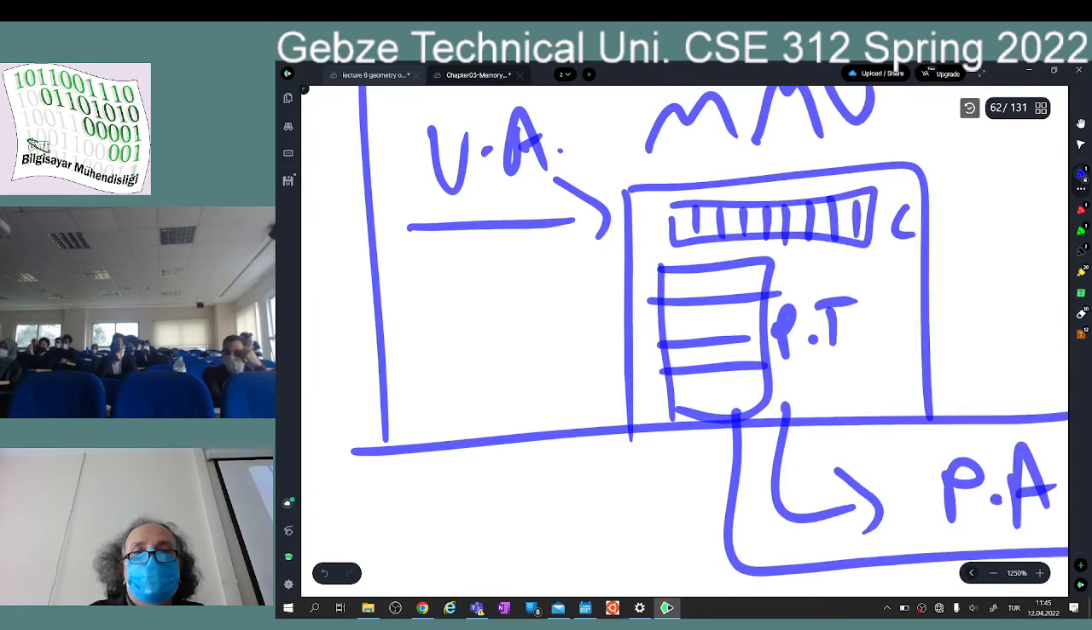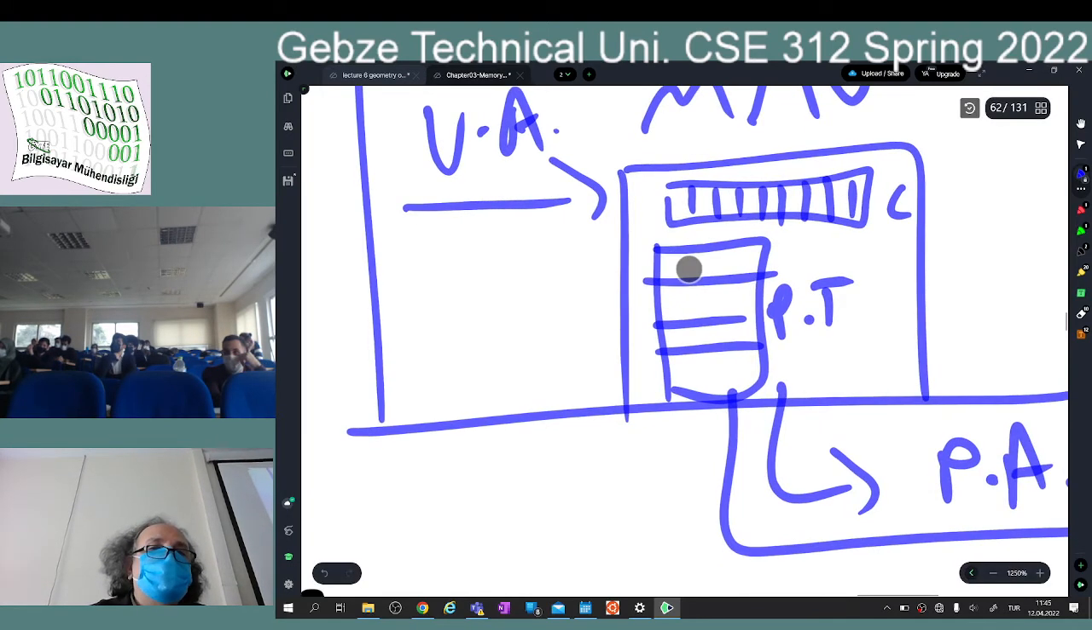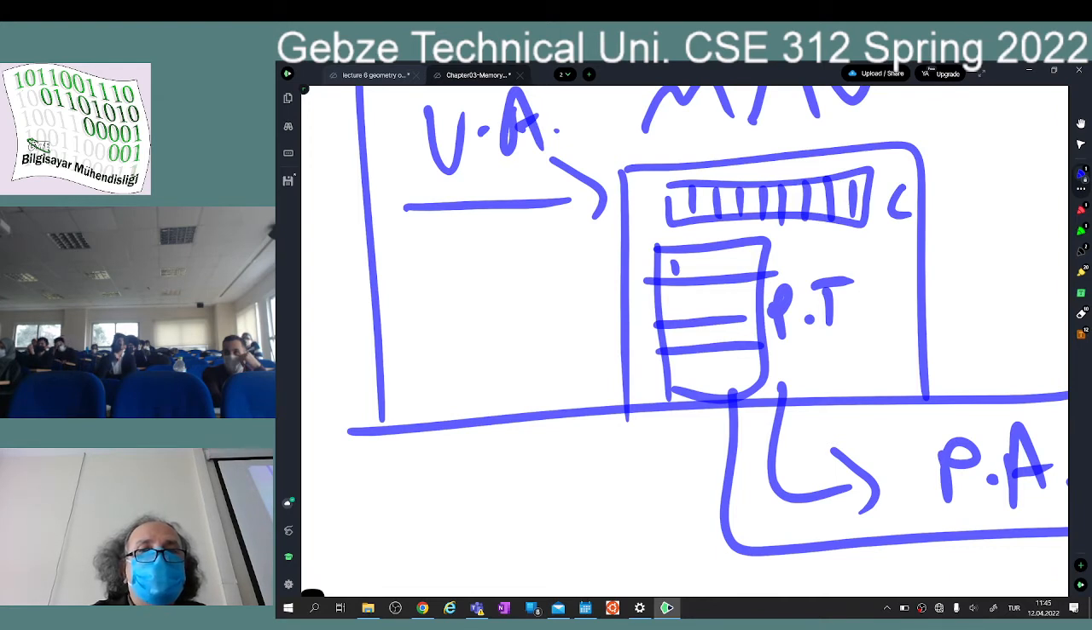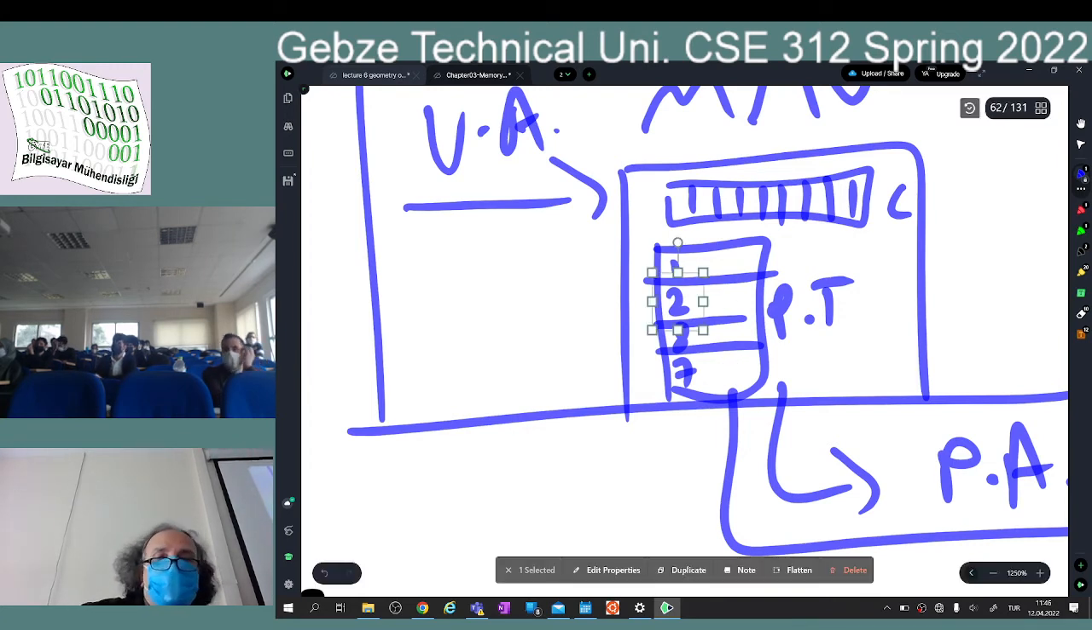This page accessed the memory at time 1. This page accessed the memory at time 2. This one 7. This one 8. So whenever a page fault occurs, I scan this table, and I say that, okay, this page did not access the memory recently. This is the least recently used page.